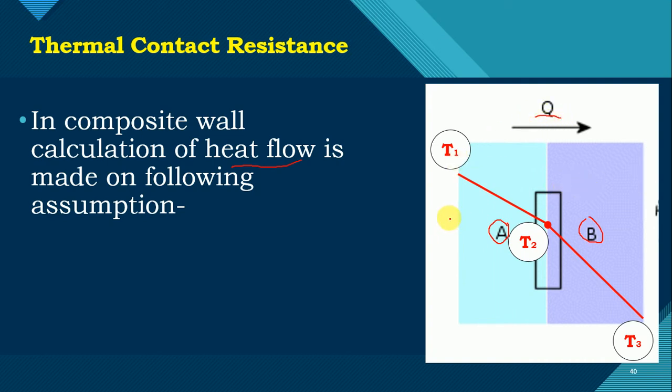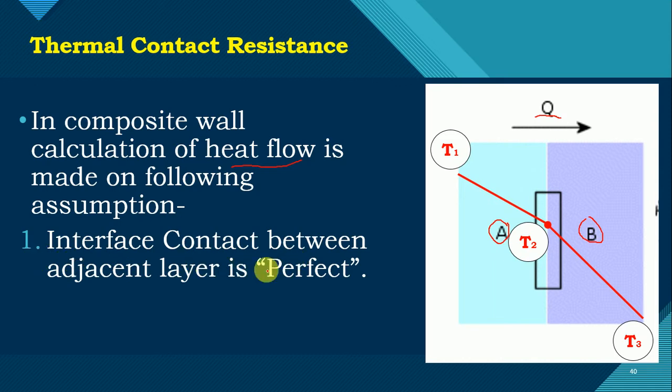Now, in this case we are assuming some things for calculation of Q. What are the assumptions? Let's see. Interface contact between adjacent layers is perfect. The interface contact is shown here at the center. This interface contact is perfect, meaning they are perfectly mating with each other and there is no air gap present between them. We assume that the surface is very smooth and all of surface A is in contact with surface B, or vice versa. That is the first assumption.